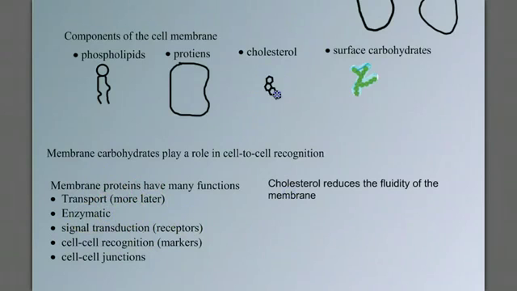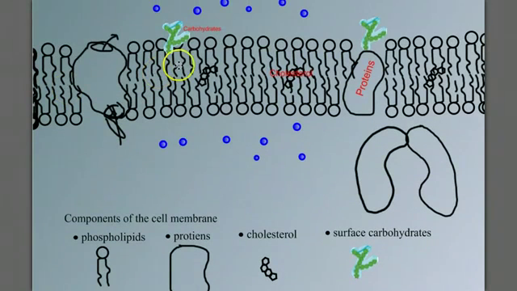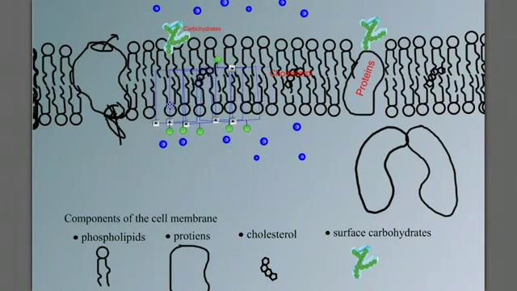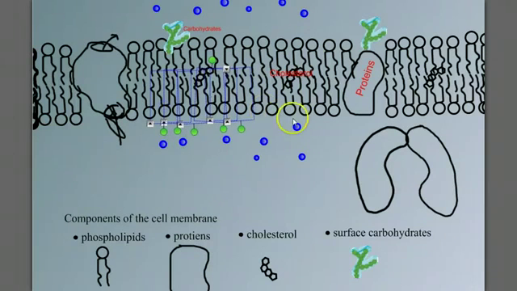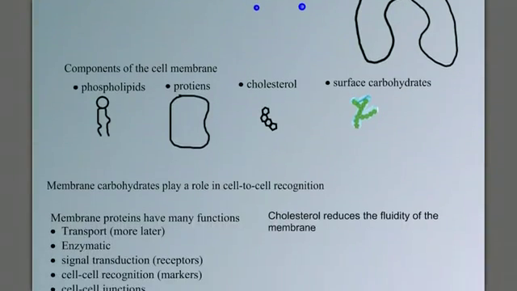The cholesterols that are embedded in the membrane actually help reduce the fluidity as maybe these are trying to slide past. They'll help slow down that fluidity and actually give the cell a little bit more structure, or the cell membrane a little bit more structure.